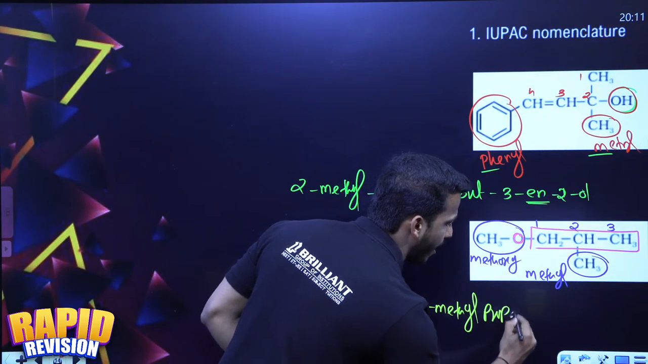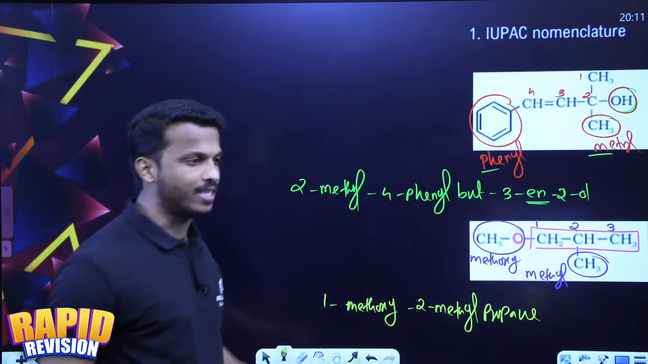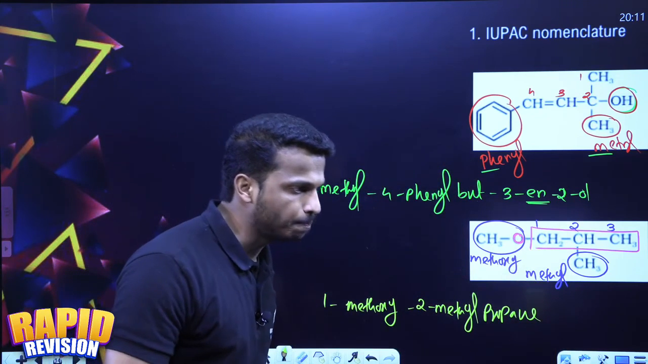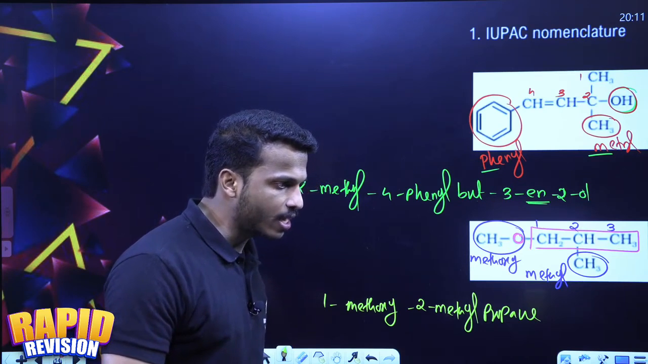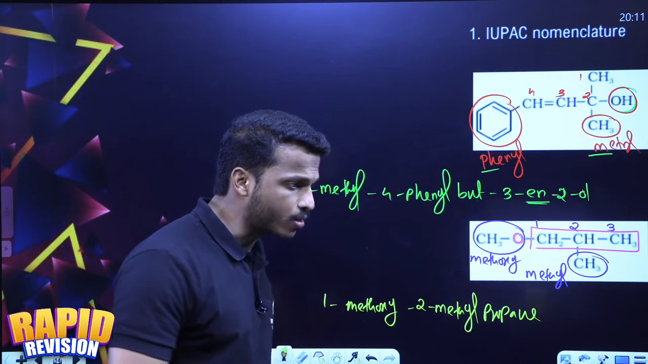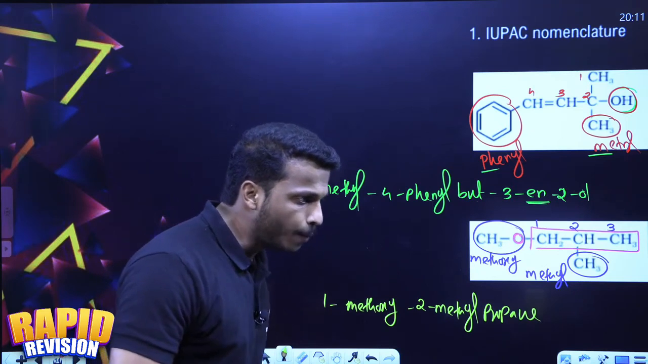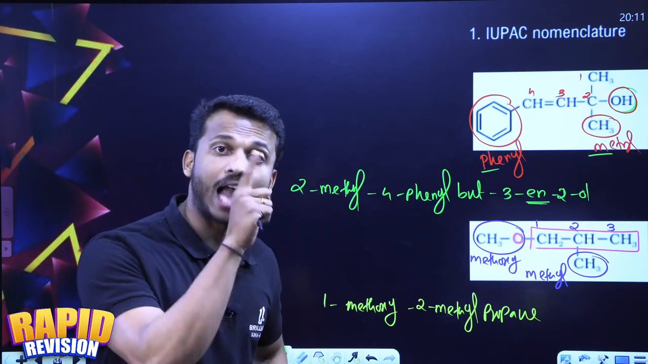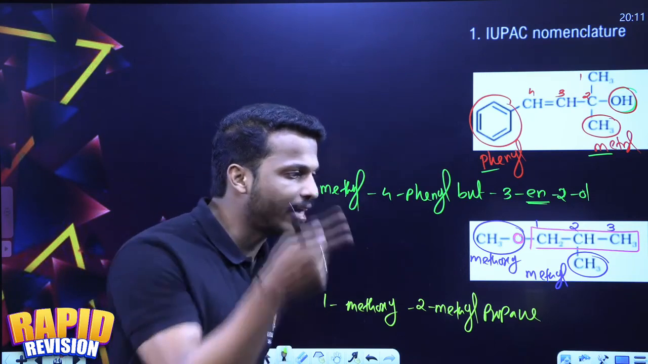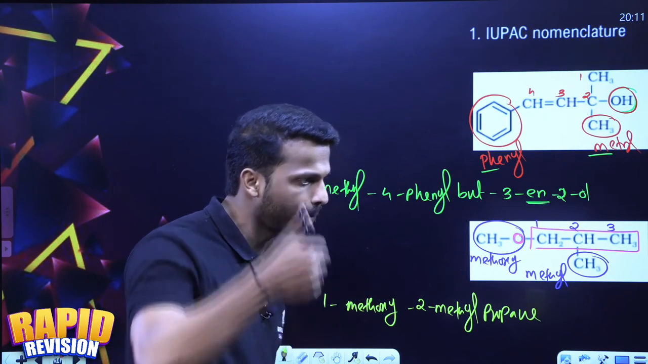2-methyl, 1-methoxy, 2-methyl, propane. That is the IUPAC name of the compound. Dear all, anyone given the correct answer? 1-methoxy, yes. 1-methoxy, 2-methyl, propane. Remember, all of you, methoxy first, okay? Alphabetical order, methoxy first, then methyl. Yes, correct, right? Okay, good.